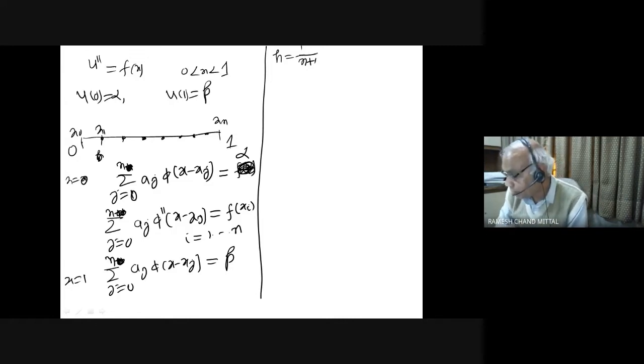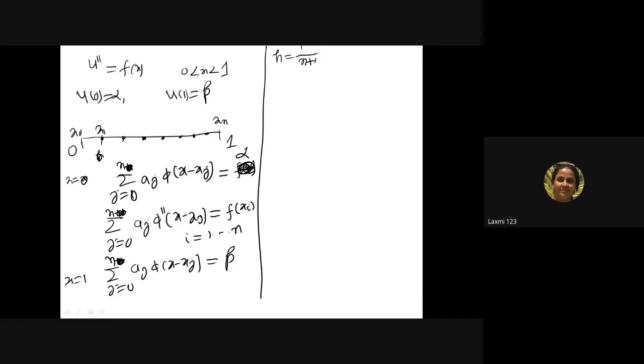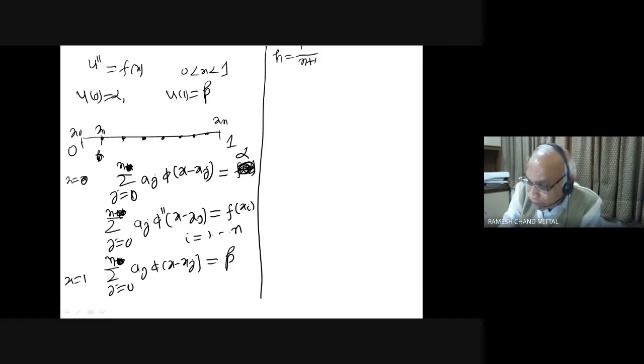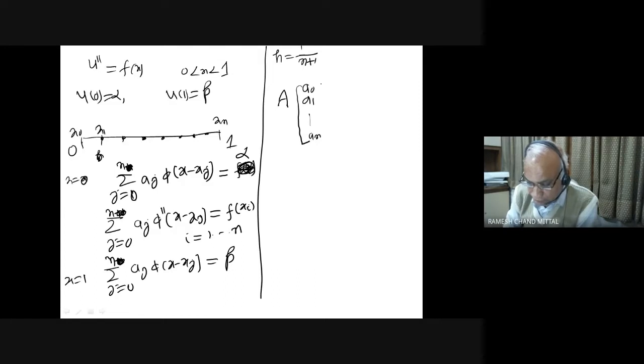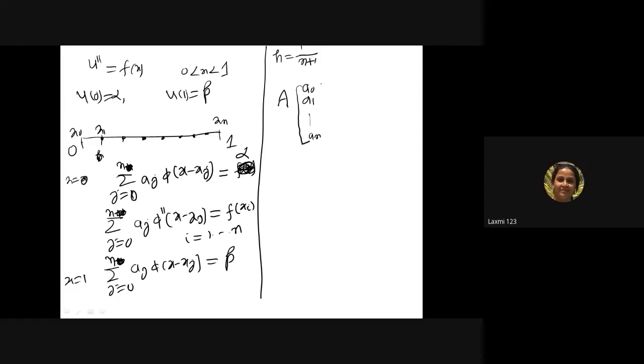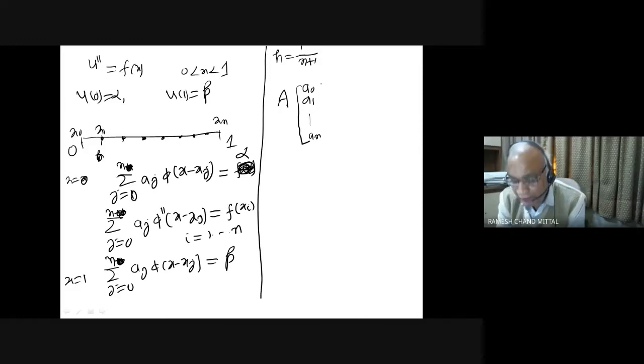In the second equation, you have i goes to n minus 1. Which one? There are total n plus 1 equations, right? No, but here, what you have written is i equal to 1 to n. Understood, I got your point. Please listen to me.